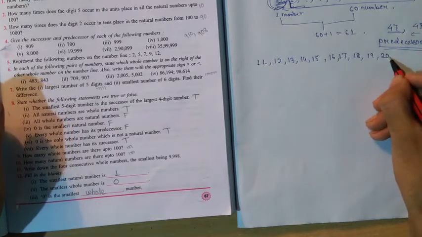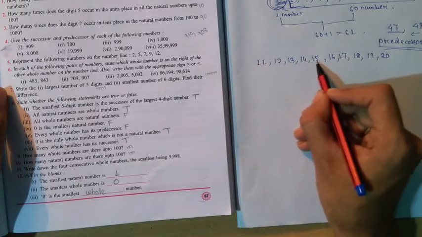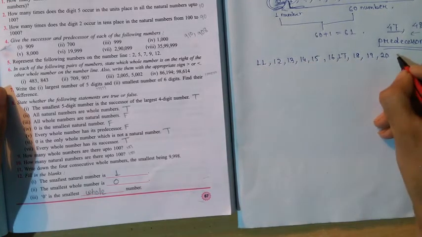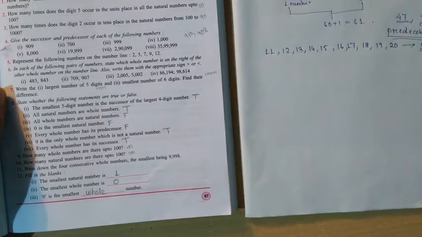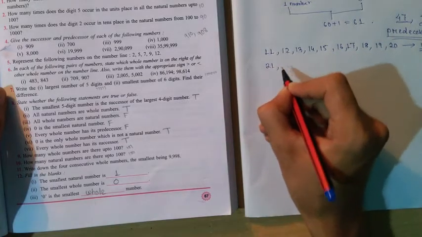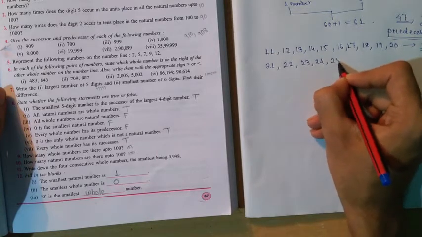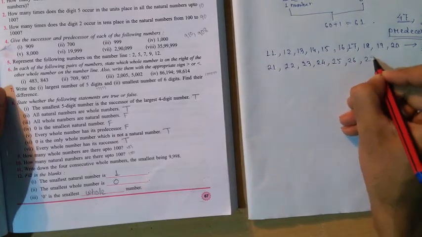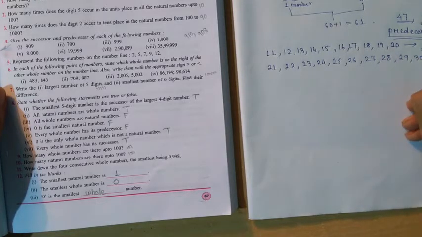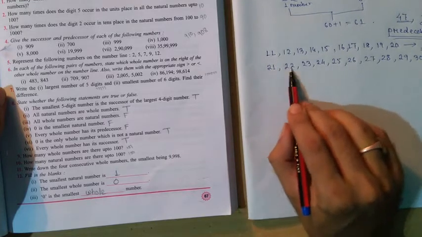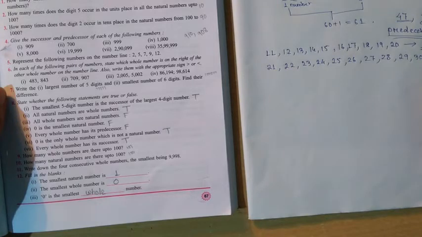Okay, at first we'll write up to 20. So let's count how many numbers are here. 1, 2, 3, 4, 5, 6, 7, 8, 9, 10. So here how many numbers we have? 10 numbers. Again we'll start from 21, 22, 23, 24, 25, 26, 27, 28, 29 and 30. So you count here how many numbers are there. 1, 2, 3, 4, 5, 6, 7, 8, 9, 10. So here also we have 10 numbers.